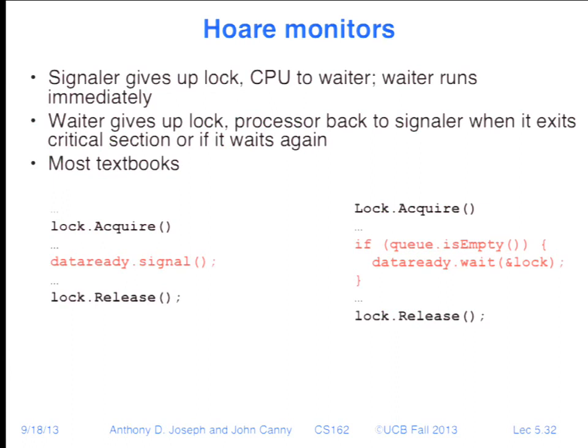In the Hoare style, there's an instantaneous transfer of control between the signaler and the waiter. The signaler effectively transfers their thread of execution to the waiter and causes them to run immediately. Once the waiter is done, they give the CPU back to the signaler as soon as they execute the critical section, or if they have to wait again, like here. So let's step through that.